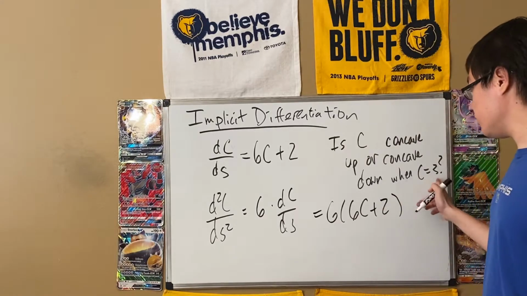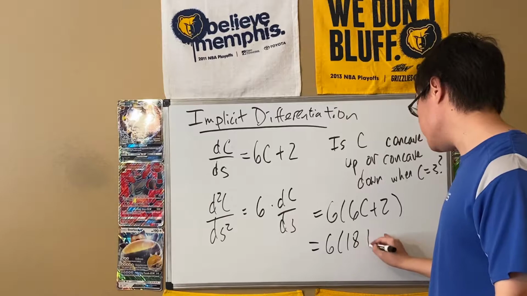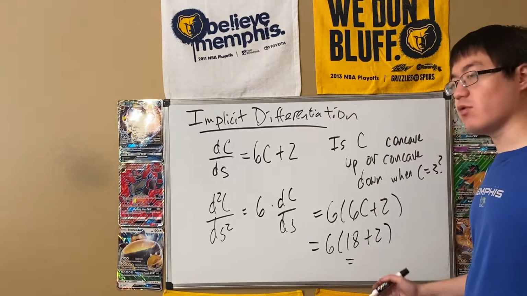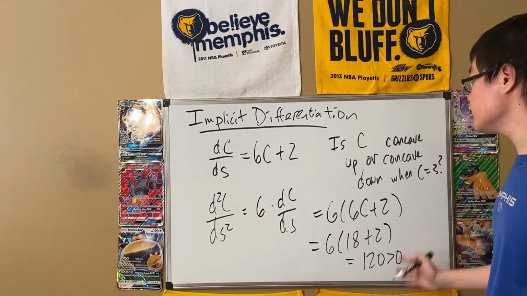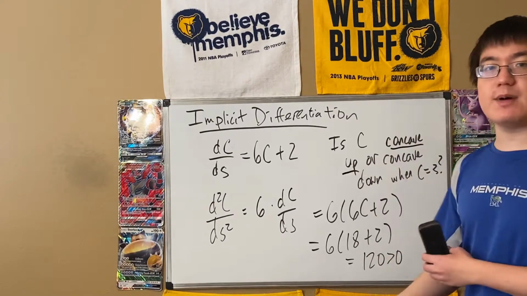Finally, we're going to plug in 3. Notice that when we plug in 3, we're going to get 6 times 18 plus 2. Doesn't matter what this actually is. I believe it's 120 if I can do math correctly. But all that matters is that it's positive. So in this case, we have a concave up function because the second derivative is positive.